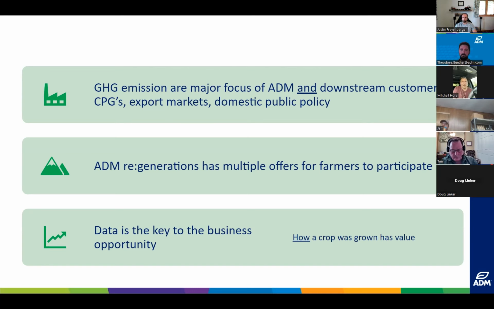I 100% agree, and you're right. That's what we've been really trying to yell from the mountaintops: the data that we've got to put together here is how we're going to be able to actually monetize this, or actually utilize it. You've got to have the data, and really it's helping ADM to tell a better story.